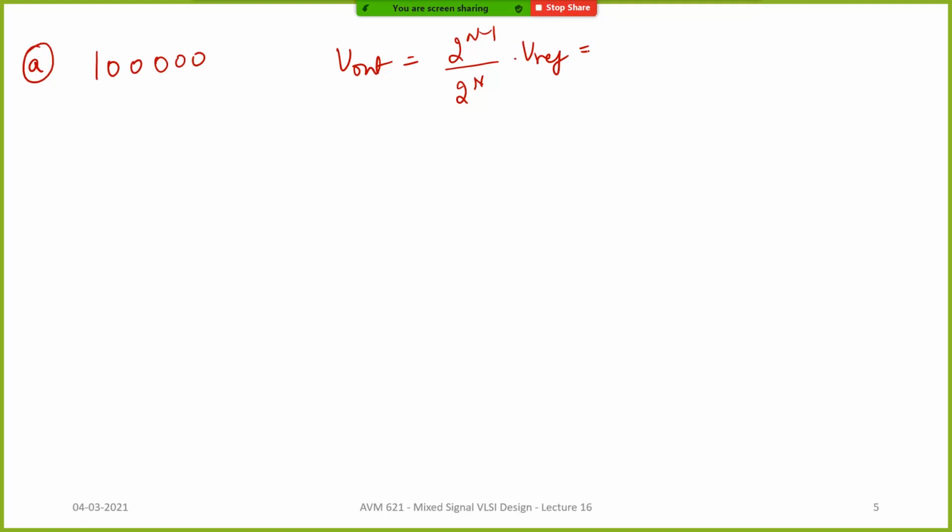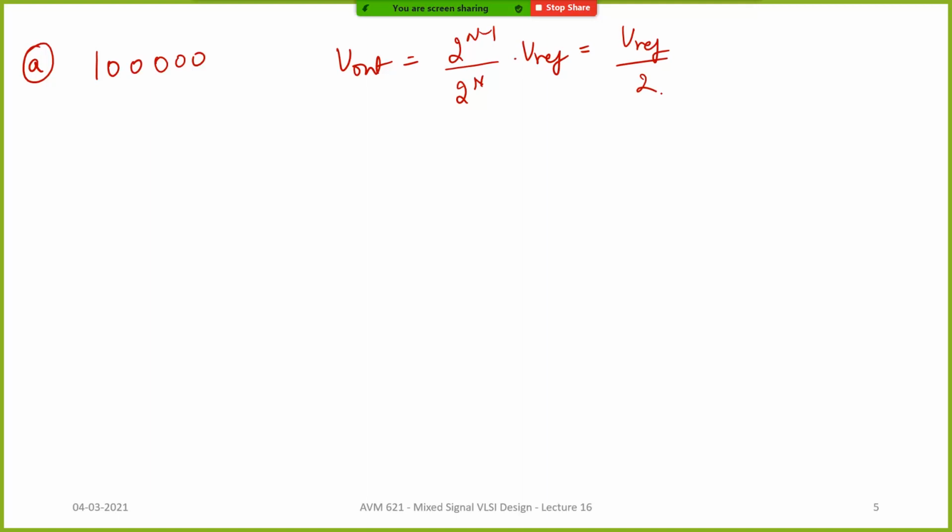Come on guys, it's a simple thing, right? You have 2 to the power of n minus 1 in the numerator, 2 to the power of n in the denominator. VREF by 2. That's it. VREF by 2. Intuitively also you know that MSB is basically the midpoint, right?